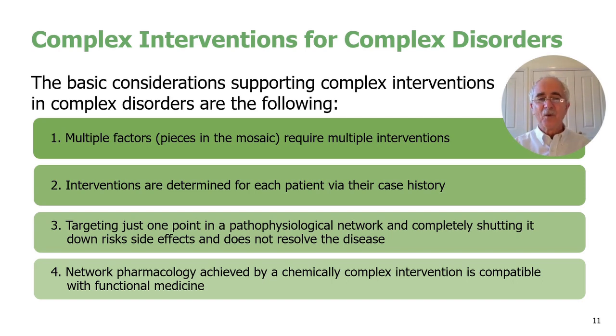Number 4 is complex interventions for complex disorders. Now, the basic considerations that support this concept of complex interventions, and when you're dealing with herbs, you have 2 layers of complexity. You have the complexity of just the individual herb extract itself, because it is indeed a phytochemical soup with many, many different phytochemicals in it. But then you have the next added layer of complexity, because you're probably going to be giving more than one herb.